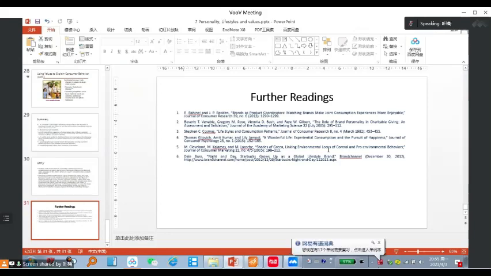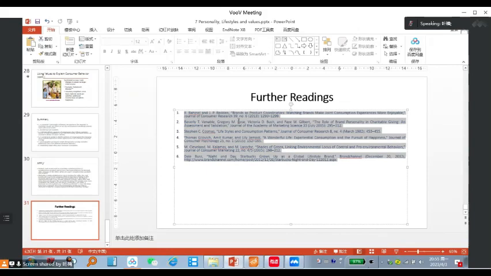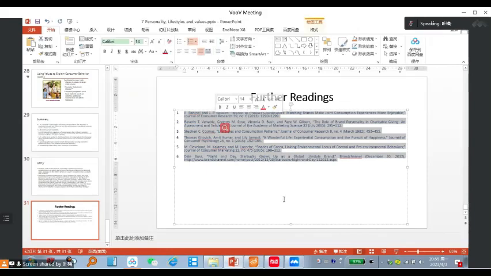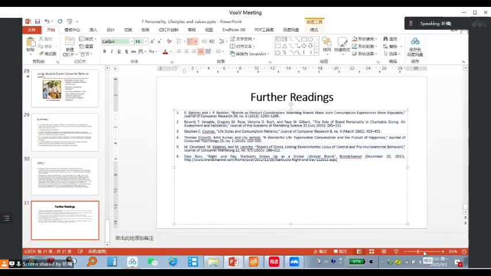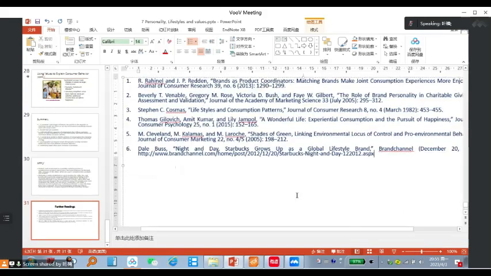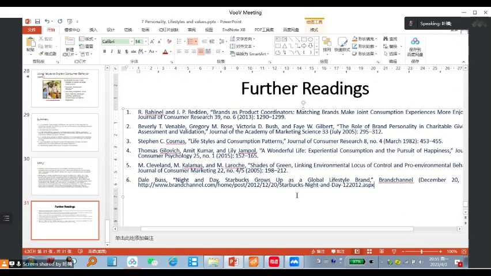There are some further readings. After the class, I'll share them into our region group. And now we can check the titles.